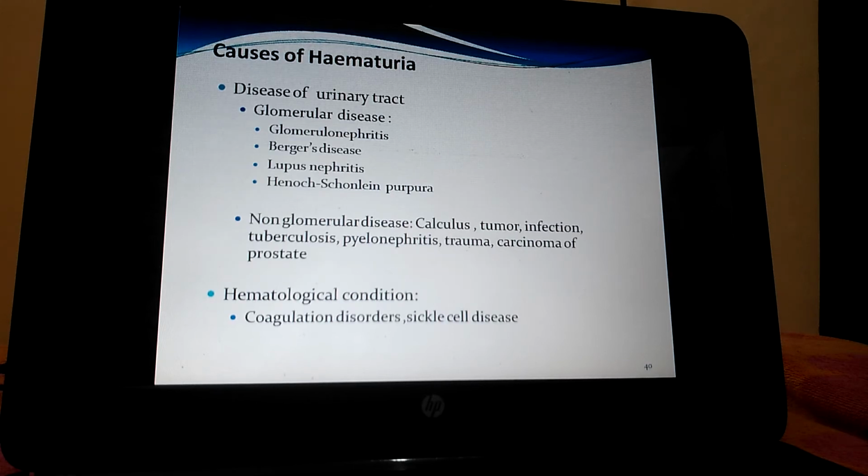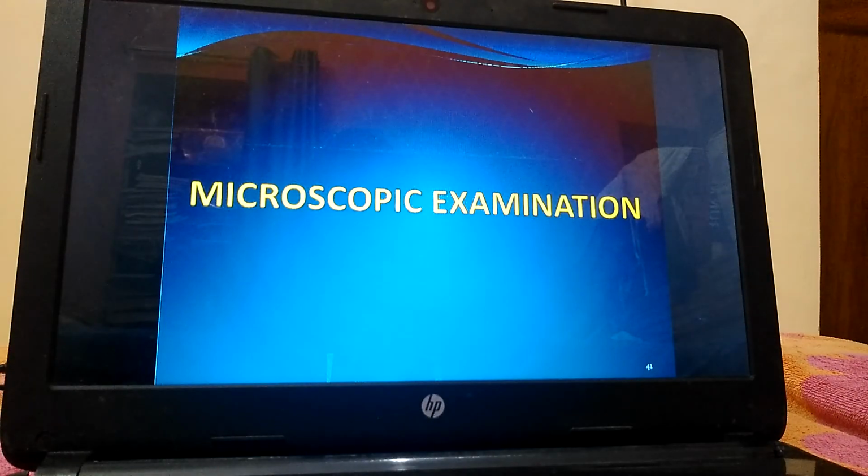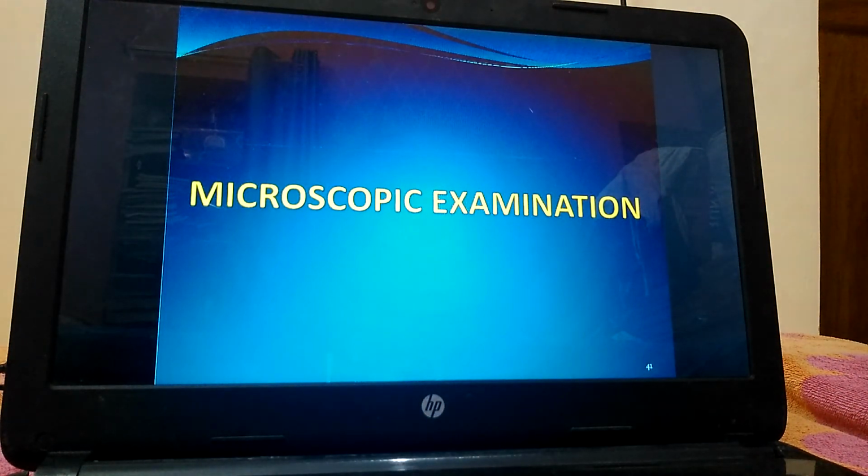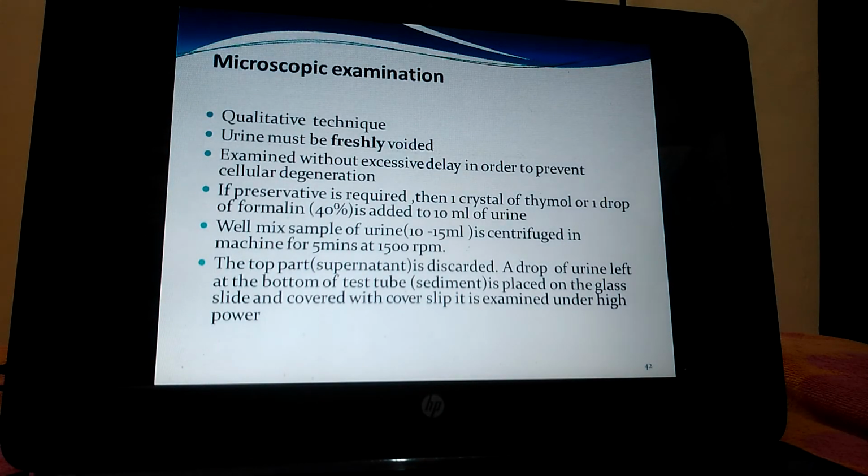Causes of hematuria are diseases of the urinary tract, such as glomerular diseases like glomerulonephritis, Berger's disease, lupus nephritis, and Henoch-Schönlein purpura. Non-glomerular diseases such as calculus, tumor, infection, tuberculosis, pyelonephritis, trauma, carcinoma, and prostate disease. Hematological conditions such as coagulation disorder and sickle cell disease. Now we will study microscopic examination.